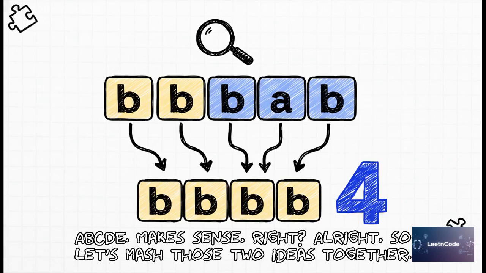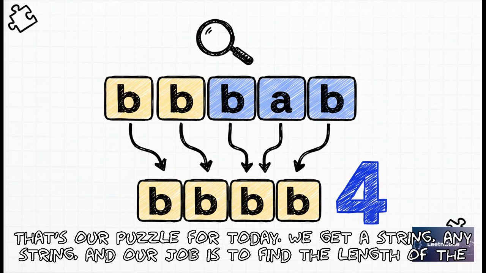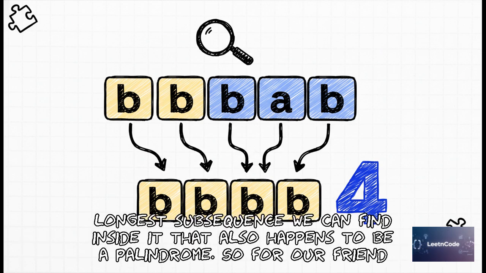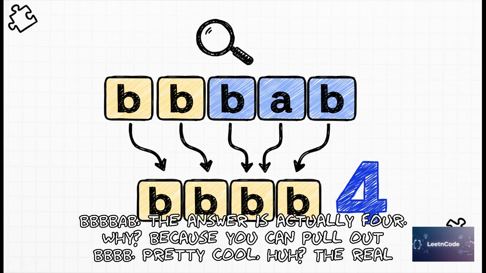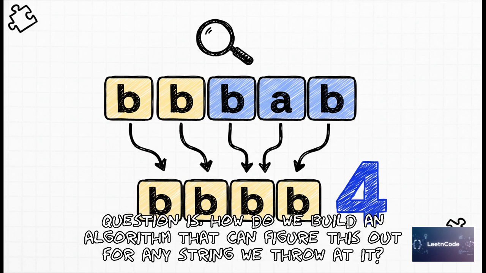Makes sense, right? All right, so let's mash those two ideas together. That's our puzzle for today. We get a string, any string, and our job is to find the length of the longest subsequence we can find inside it that also happens to be a palindrome. So for our friend BBBBA, the answer is actually 4. Why? Because you can pull out BBBB. Pretty cool, huh? The real question is, how do we build an algorithm that can figure this out for any string we throw at it?